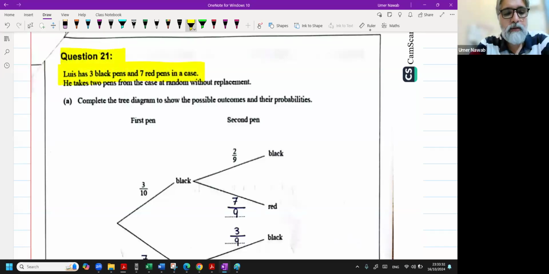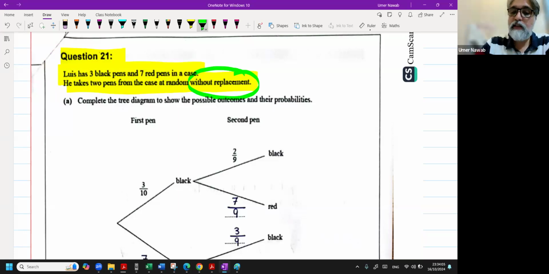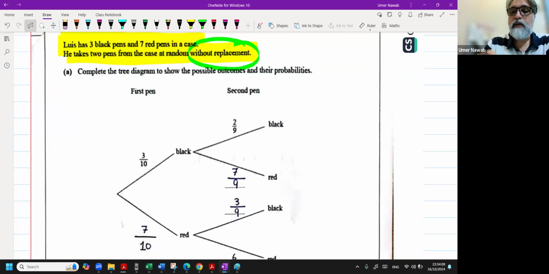Lewis has 3 black pens and 7 red pens in a case. He takes 2 pens from the case at random without replacement. You remember, without replacement tells you that you are not going to put the pen back into the total number of pens, as in with replacement, you can put it back. So the number of pens in the second roll will not be affected. But in the without replacement case, the number of pens in the second roll will be affected.